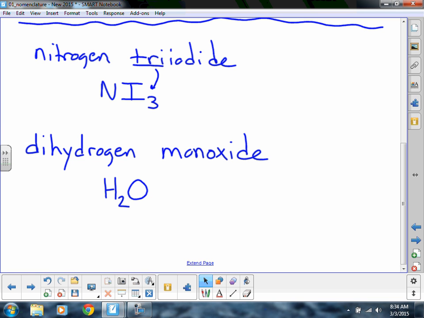And then when we're going from names to formulas, the names to formulas is really nice because we can see what the 2 elements are going to be. With the prefixes, we know exactly how many there are. There's no figuring out charges and balancing them because it's a different system from ionic compounds.